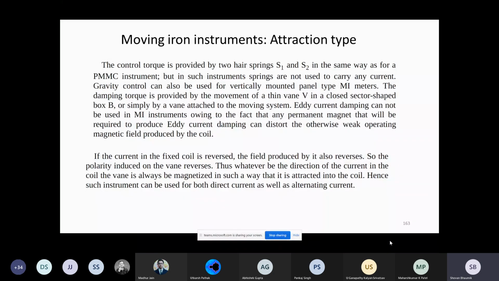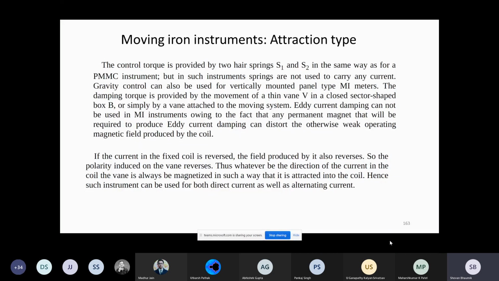Once the magnet is produced, the iron vane will be attracted and there will be damping, and there will be a spring which will produce the restoring torque or controlling torque. Ultimately an equilibrium is achieved and the pointer will be deflected, and we can see the pointer on the calibrated scale to take the readings to know what will be the values of the current and subsequently voltage also if we want.